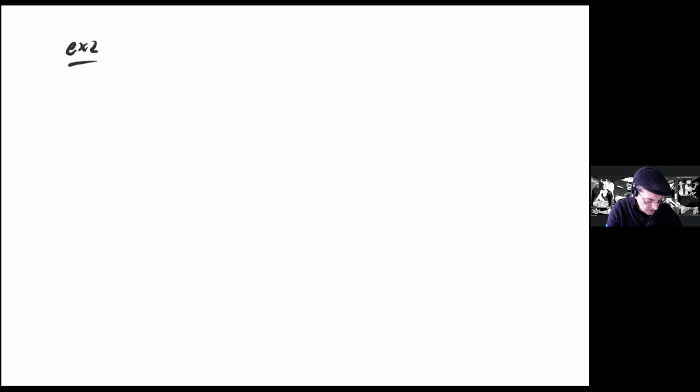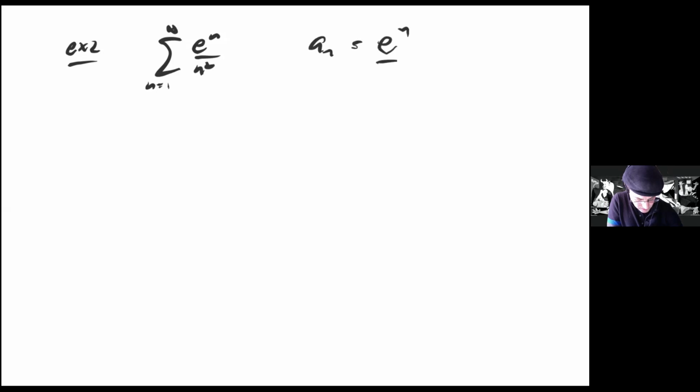So what about the summation of e to the n over n squared, n goes from 1 to infinity? Now I can stare at this and see that a sub n is e to the n over n squared. It looks like the numerator is blowing up much more quickly than the denominator is. So I would guess that the divergence test is going to work here. So let's check the divergence test here.